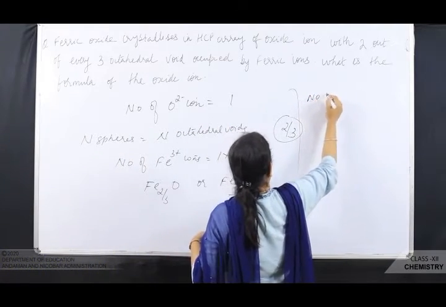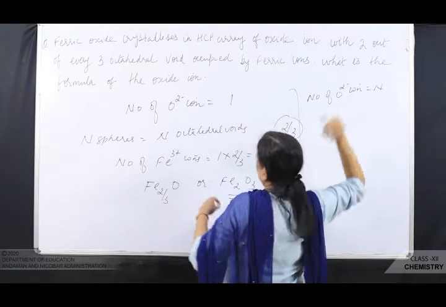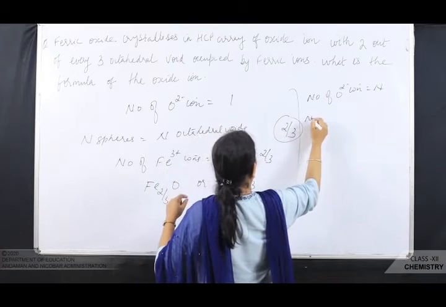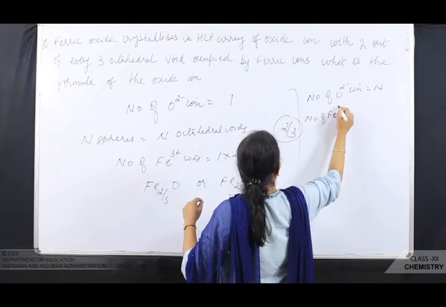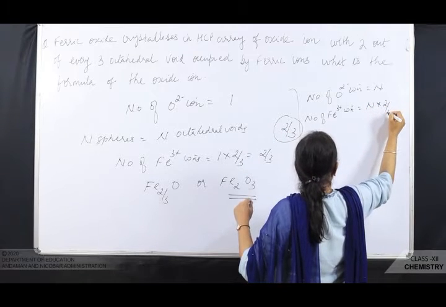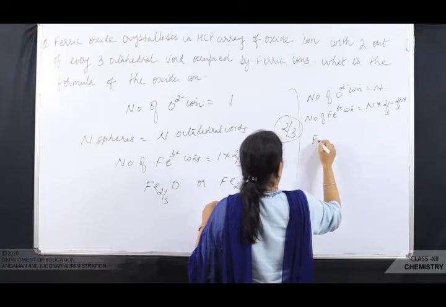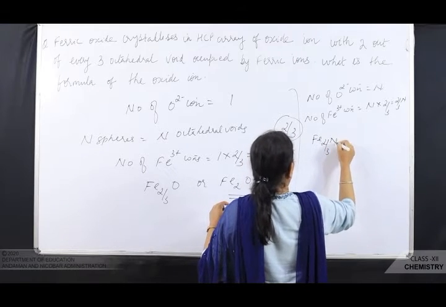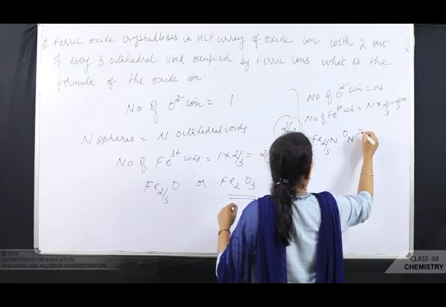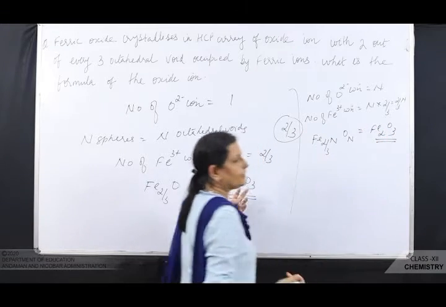Number of O2 minus ions, you are going to take as what? N. Then what will be the number of Fe3+ ions? Again N into 2 by 3. So, you will get 2 by 3 N. So, what will be the formula? Fe 2 by 3 N O N, or it will be equal to what? Fe2O3. So, anyway you do, you will get the same result.